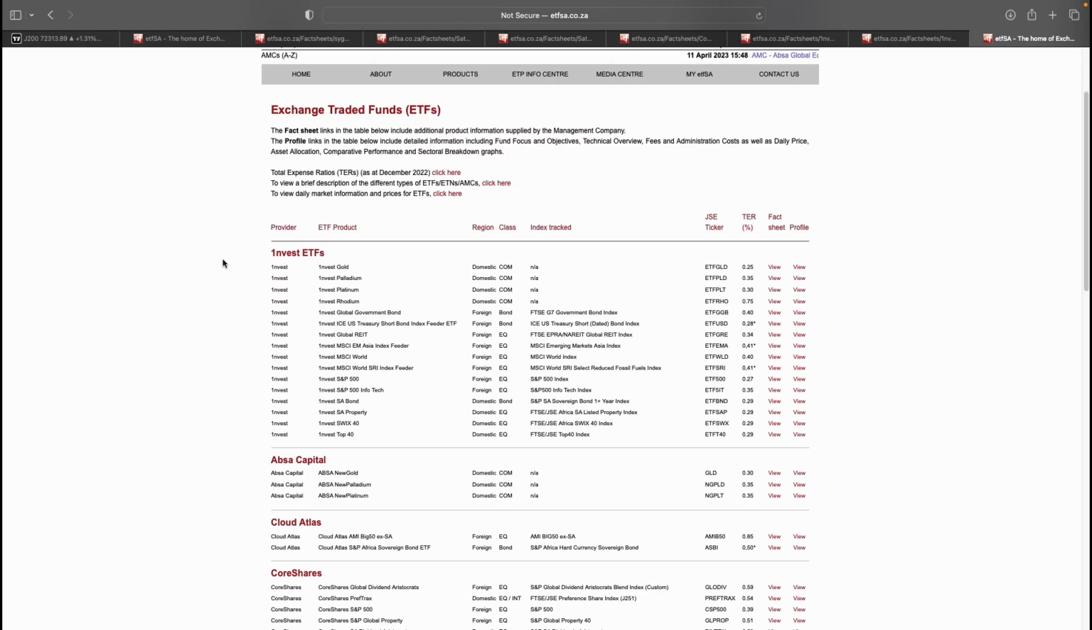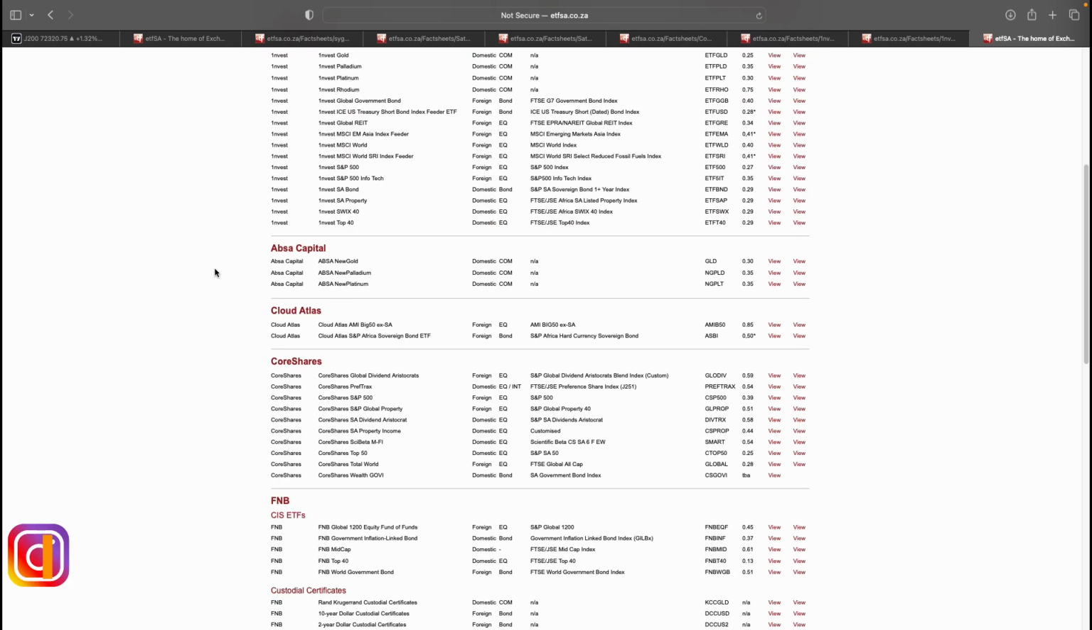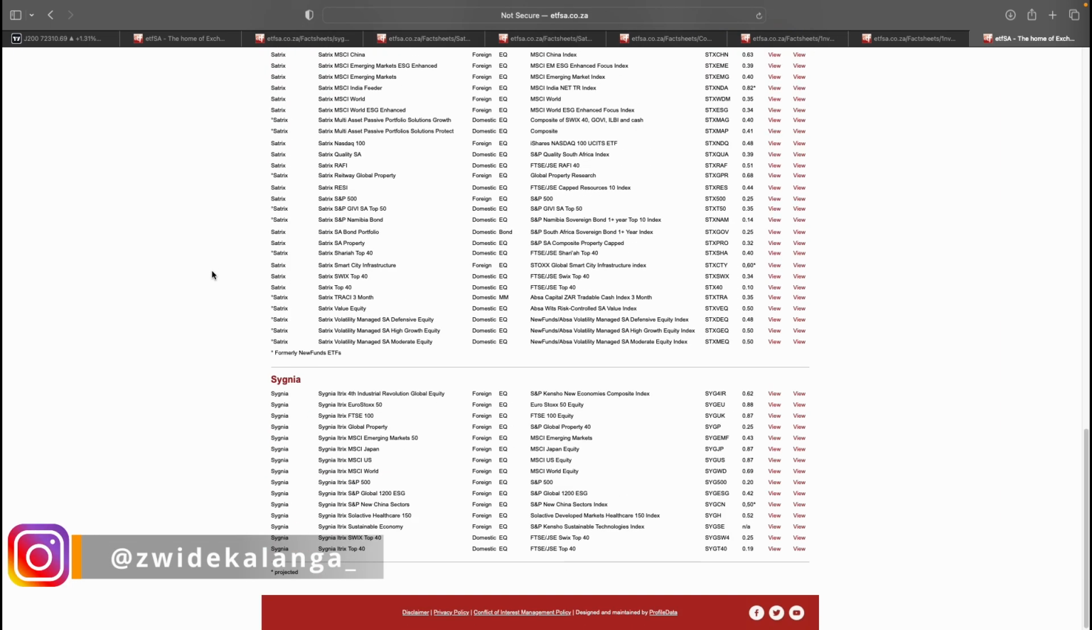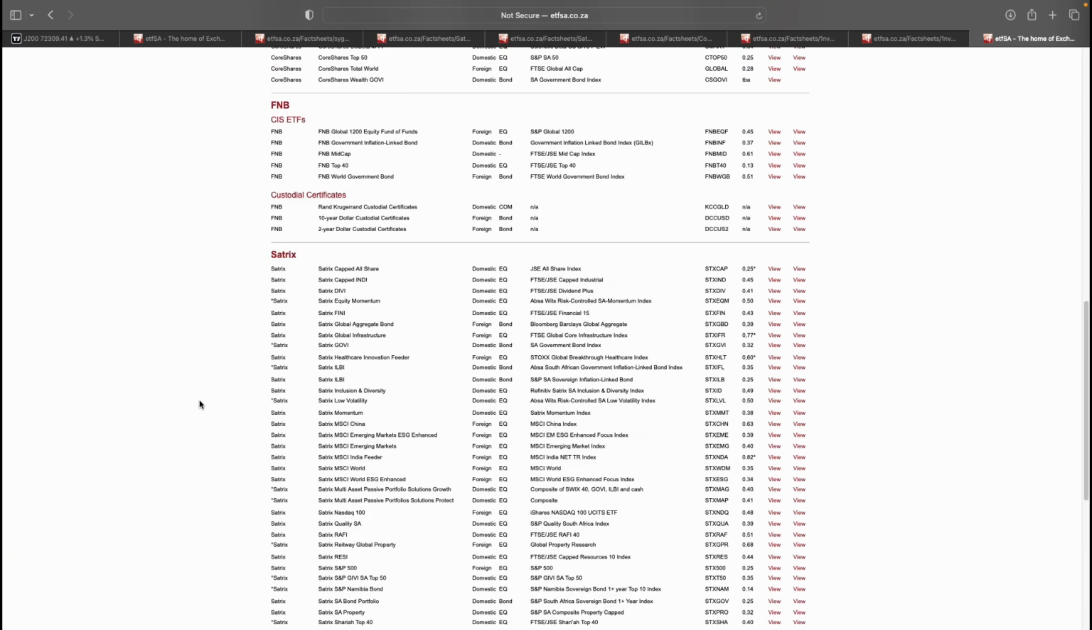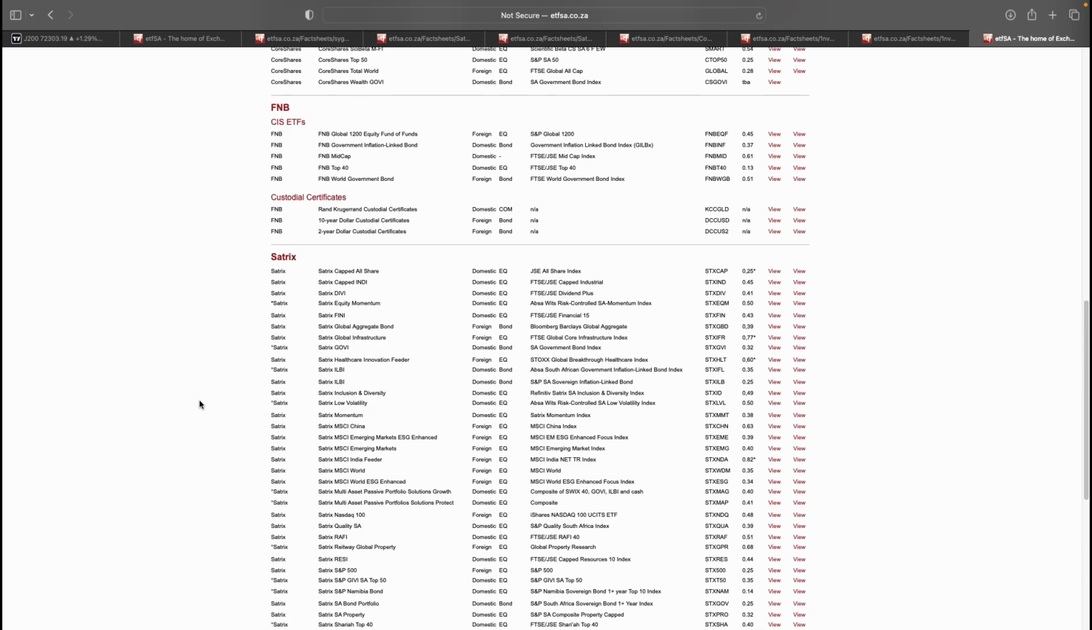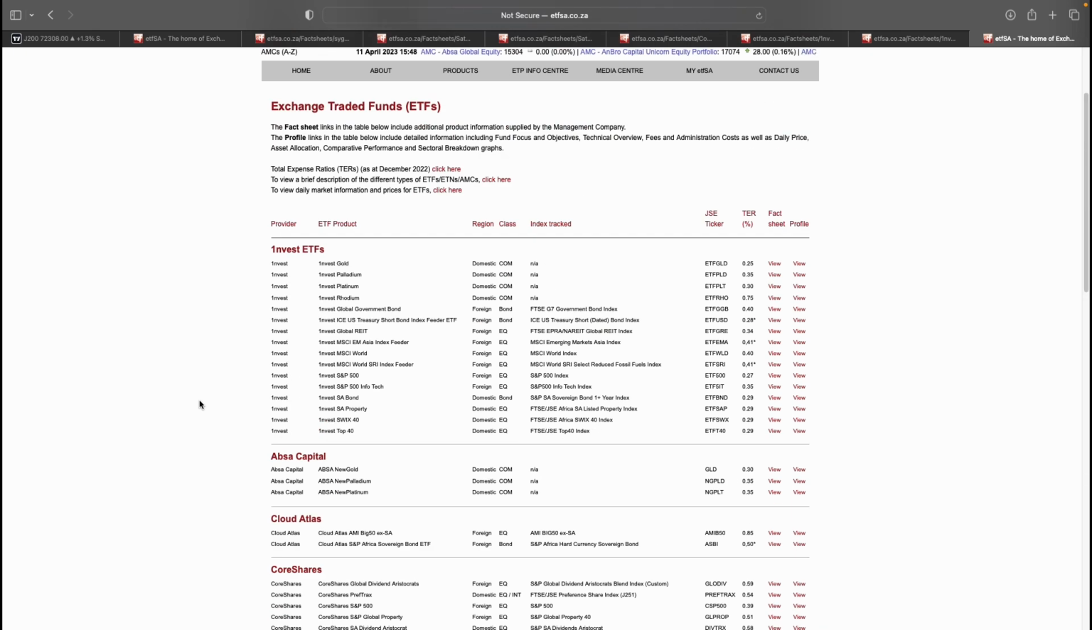The ETFs are listed by the ETF provider. So you can see there's OneVest ETF, Absa Capital, and as you scroll, there's up to Sygnia and Satrix in there. So whatever information you want with regards to the ETF, you can get the MDD, the information sheet of that business. You can see here the provider of the ETF, the name of the ETF, the region, whether it's a domestic ETF, meaning that it's tracking the local market, which in this case is the Johannesburg Securities Exchange, or it's tracking a foreign market.